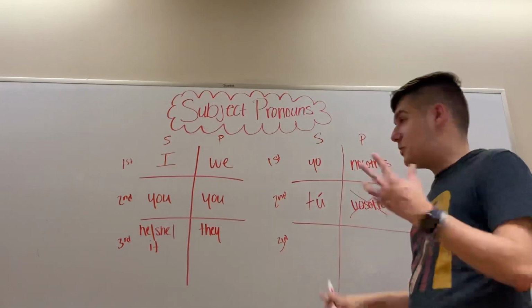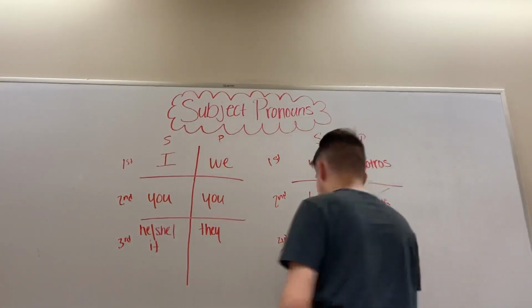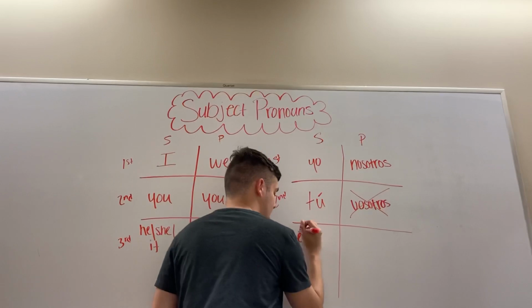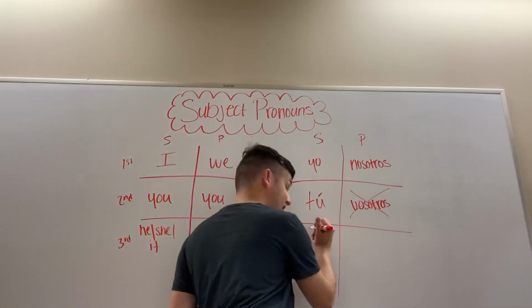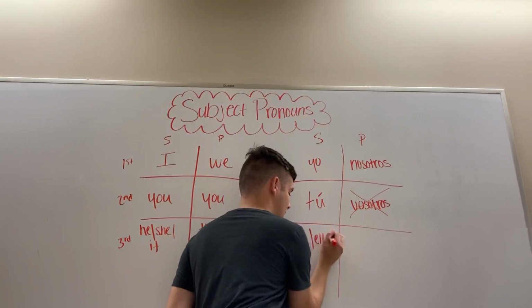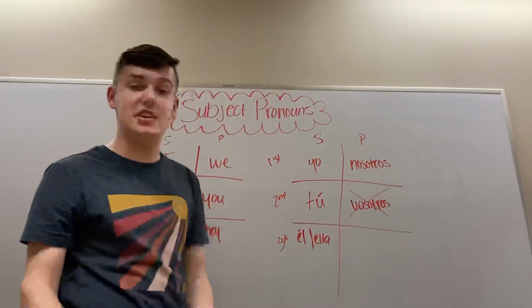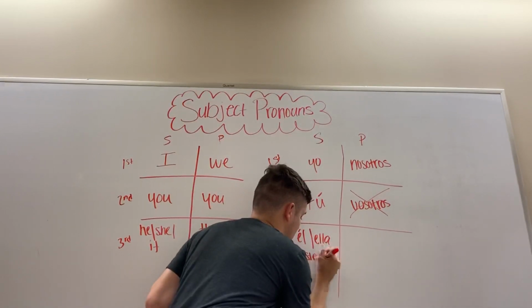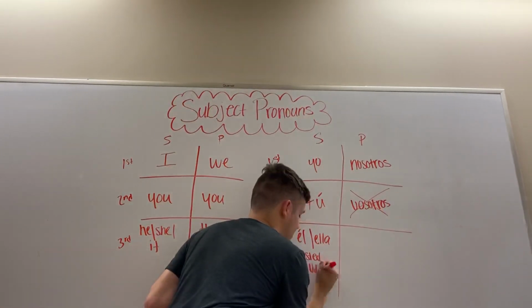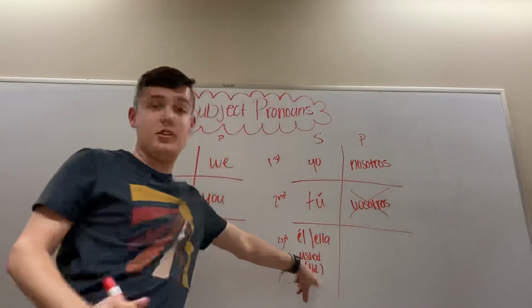Then in third person, we actually have three once again. We have él, which with an accent, once again very important, that's he. We have ella, which is she, and then we also have usted, which is often just abbreviated UD period.